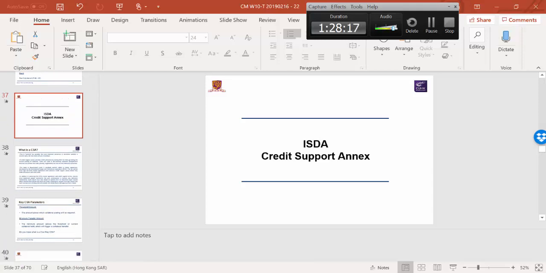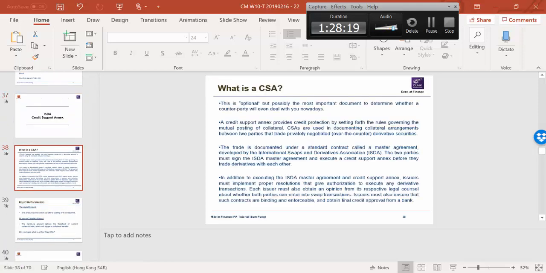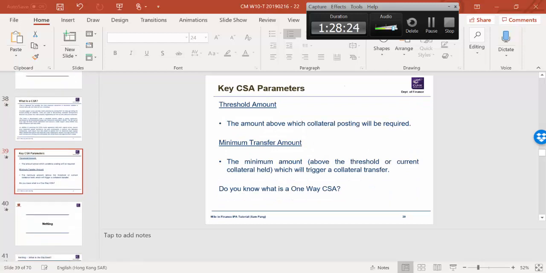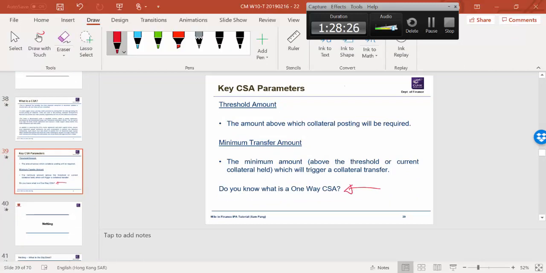CSA, I already explained to you. So you can read that. And I explained what is a one-way CSA as well, and how to be extremely conservative. Okay.